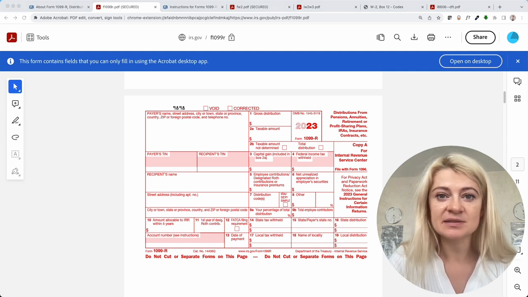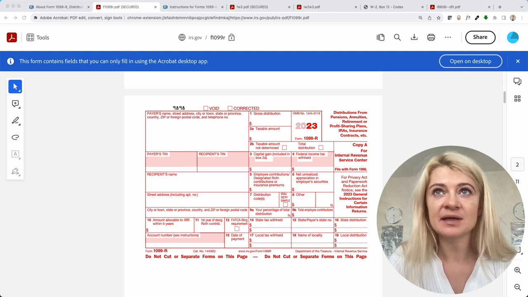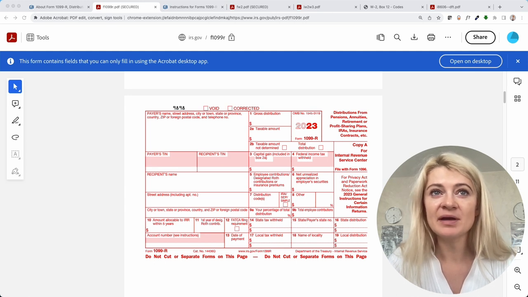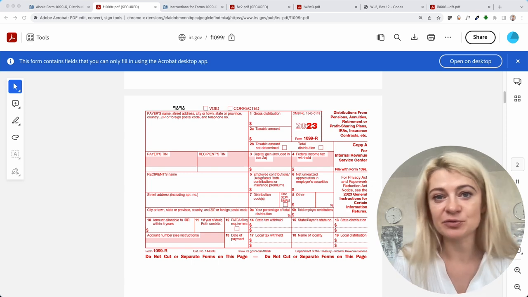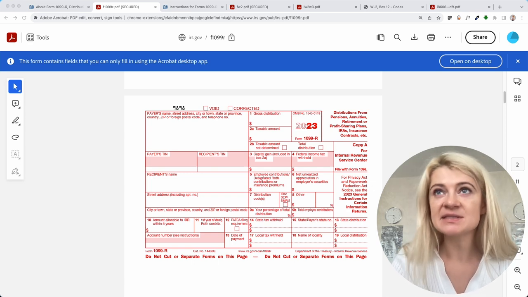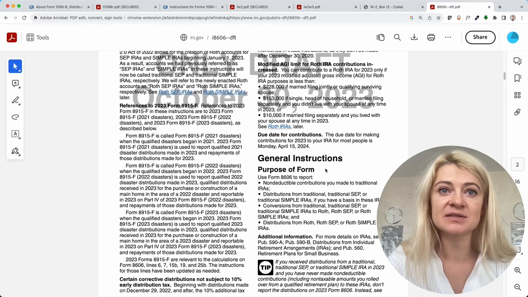Another rule that is kind of important is that if the taxpayer made nondeductible contributions to retirement, they have to fill out Form 8606.